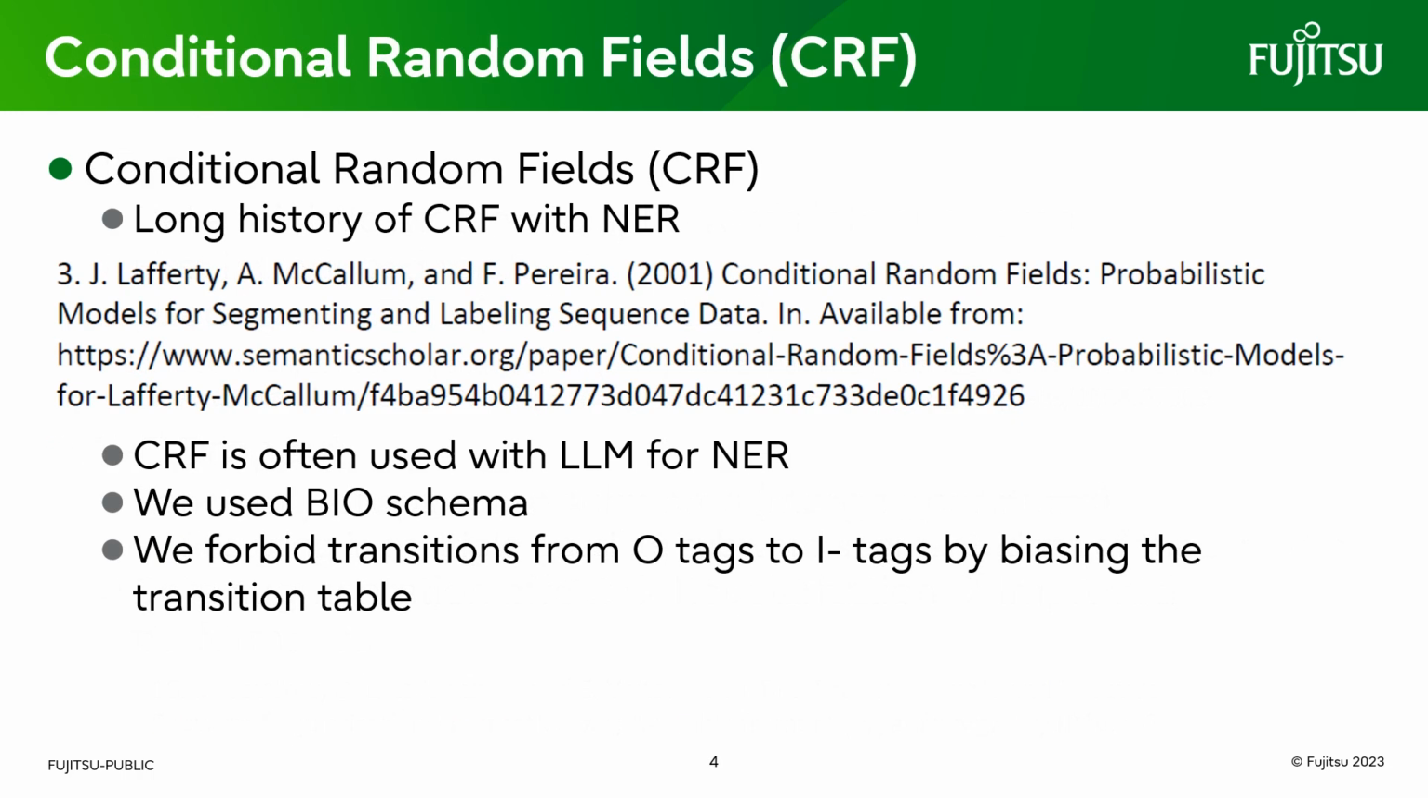Another technique that we used is applying conditional random fields. CRFs are well known in the NER field and have been used since before deep learning became popular. Even in the LLM era, CRFs are used to improve the results of named entity recognition systems. We used CRF with a BIO schema and forbid the transitions from outside to inside tags by initializing the transition matrix with a bias in this particular transition.